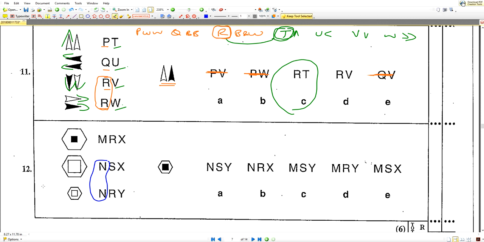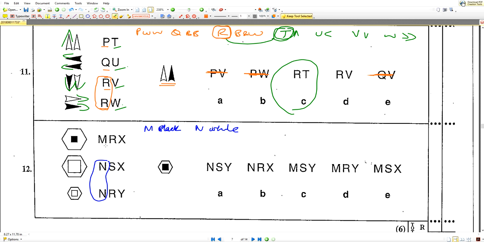Okay, we've got M. So this shape is square inside, but they're both white. This one's black. So the M must mean a black internal shape, and the N must mean a white internal shape. Okay. Alright, let's move on to the second letter.